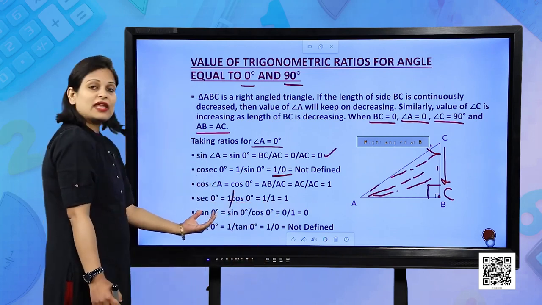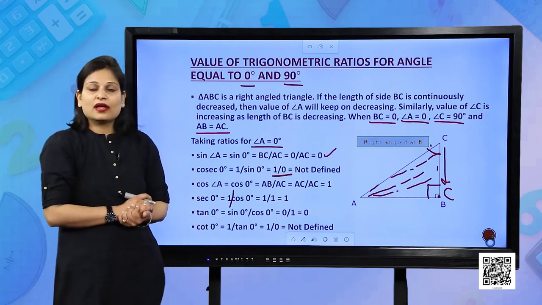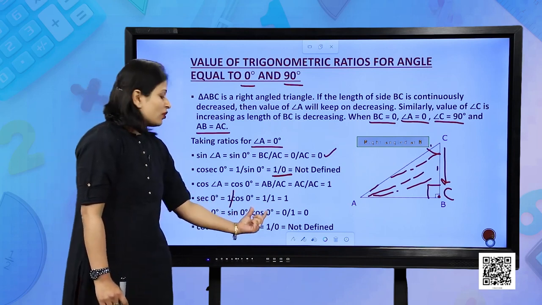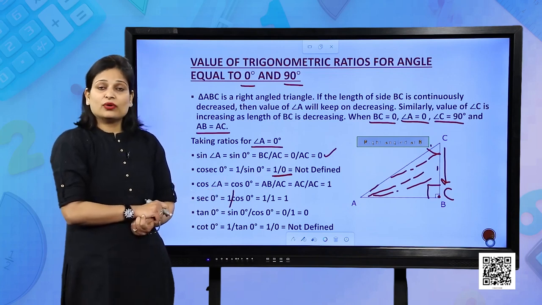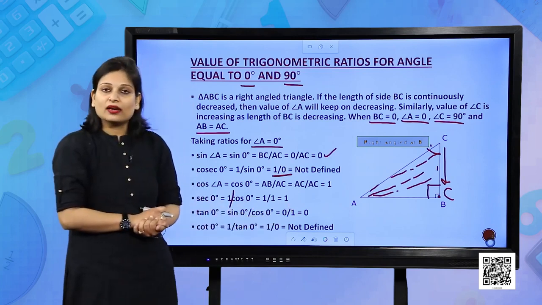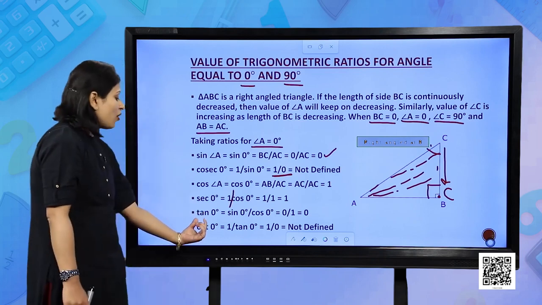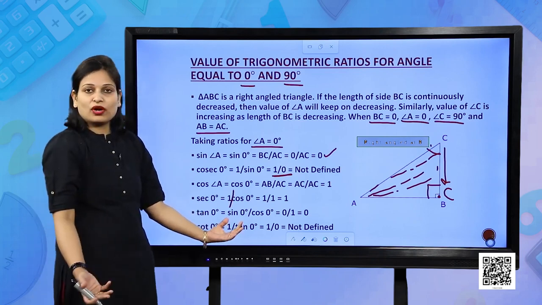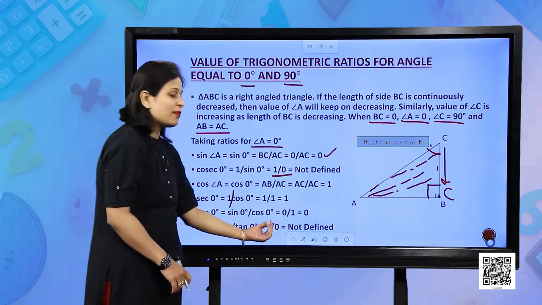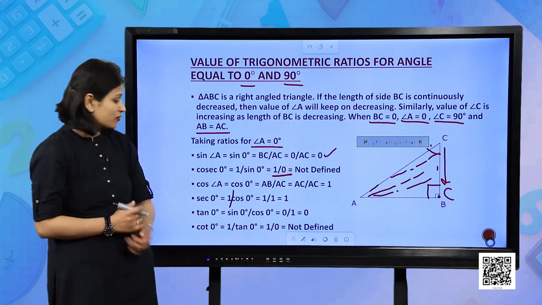Now comes tan of 0 degree. Tan is what? Sine upon cos. So, I can say sine of 0 degree upon cos of 0 degree, as sine of 0 degree is 0 and cos of 0 degree is 1. So, 0 upon 1 is always 0. Cot of 0 degree is the reciprocal of tan function. So, 1 upon tan 0 degree means 1 upon 0, and 1 upon 0 means not defined, which is infinity also.